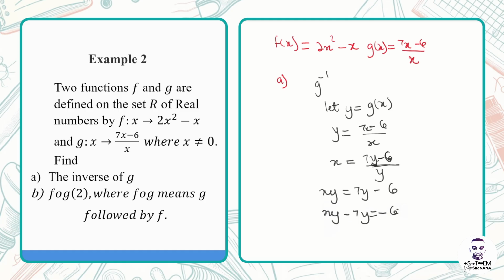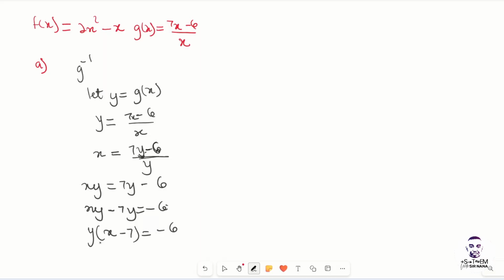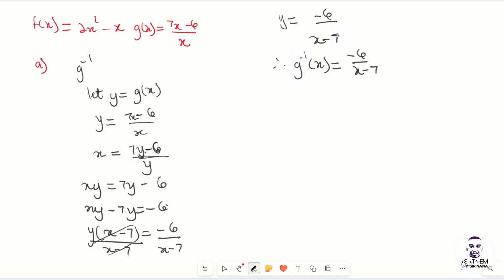Then we factorize y out, so y times x minus 7 equals minus 6. Then we divide both sides by the coefficient of y, which is x minus 7. So y gives us minus 6 all over x minus 7. Therefore, g inverse of x is equal to minus 6 all over x minus 7. So that is the a part of the question.